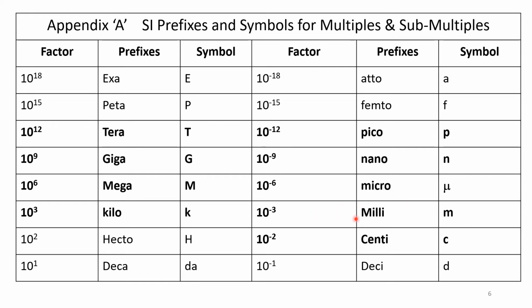Similarly, milli is 10 to the power of minus 3, small m, and centi is 10 to the power of minus 2. These two are used in measurement scales, in the measurement of length.